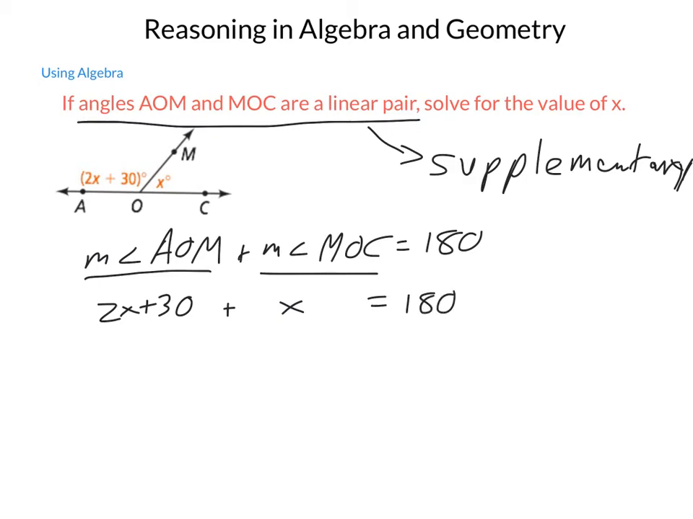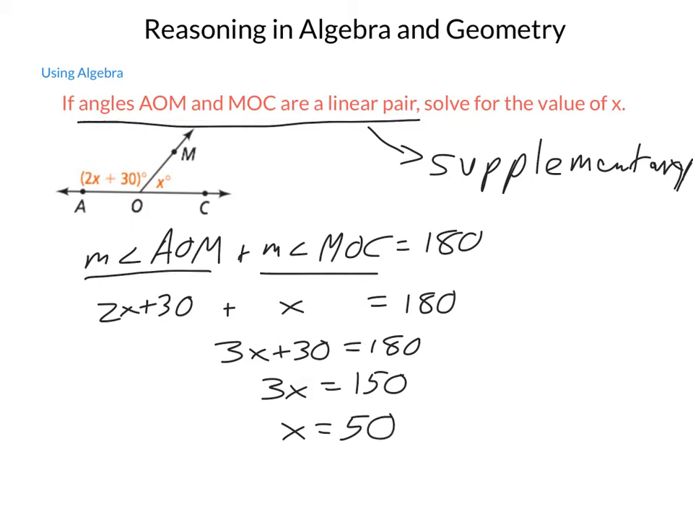Okay. Now, combining our like terms, we can come to there being 3x plus 30 equals 180. And now we're going to solve this out. So I'm going to subtract 30 from each side. Gives me 3x equals 150. And to get it to a single x, I'm going to divide both sides by 3. So x equals 50.